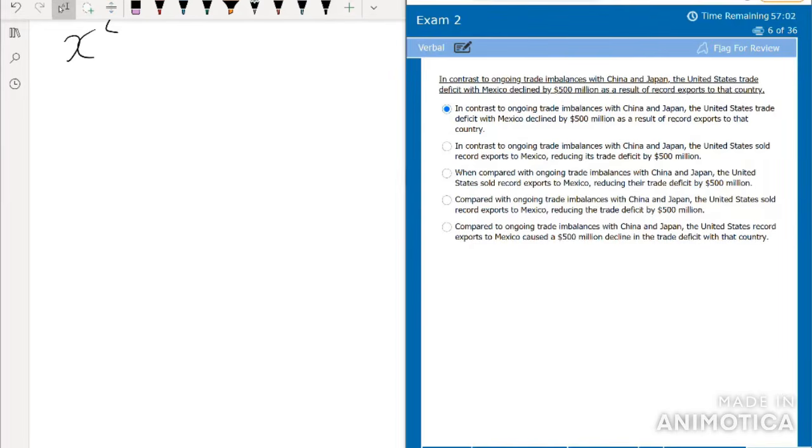There we've got trade imbalances compared to record exports, which isn't great. And it's just saying compared, which is showing similarities usually, whereas in contrast is better. So we'll go with A.